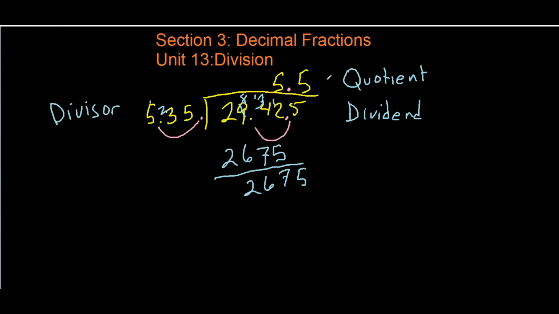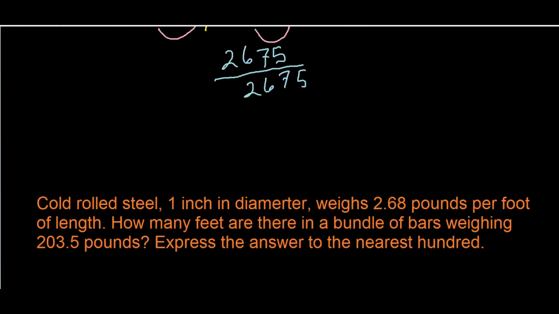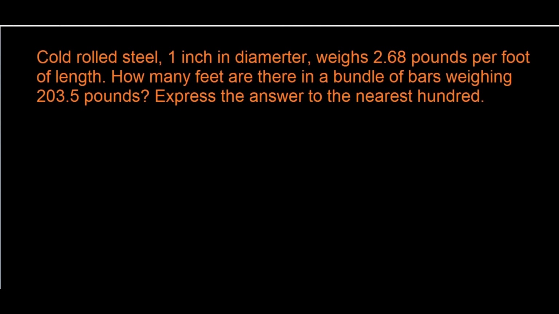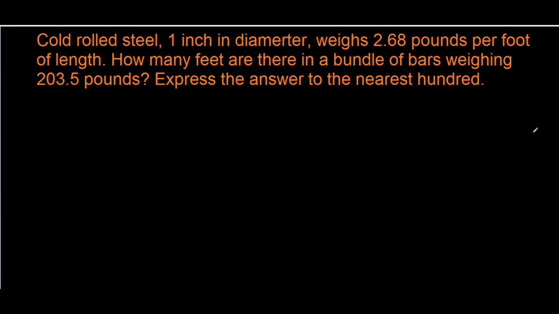Now, I want to do one from your problems so that we can show you how to round a little bit. So we're going to take this one here. Cold rolled steel, 1 inch in diameter, weighs 2.68 pounds per foot of length. So how many feet are there in a bundle of bars weighing 203 pounds? And they want your answer expressed to the nearest hundredth.